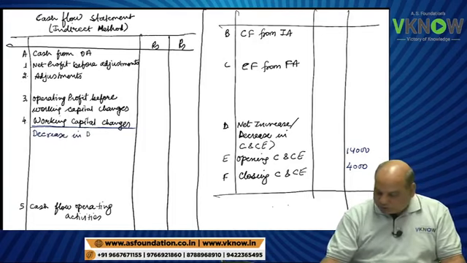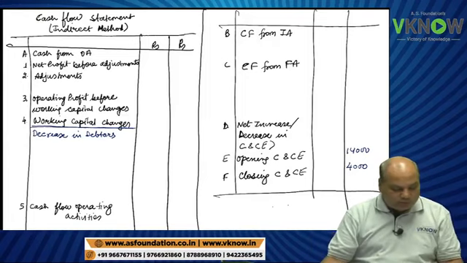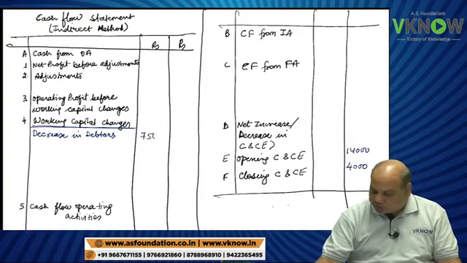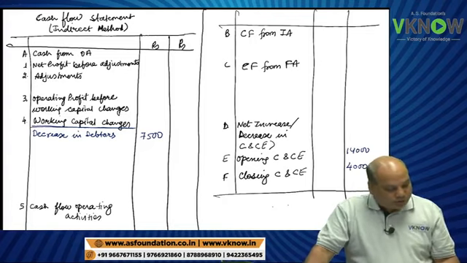So you will write decrease in debtors. You will find your debtor balance has reduced from 32,500 to 25,000. So this is a decrease of 7,500. Decrease in debtor, increase in cash flow.